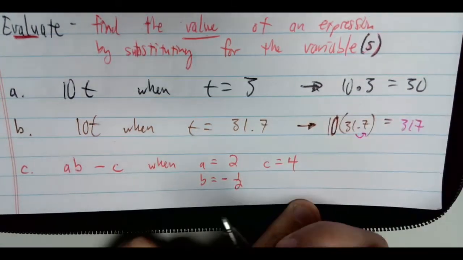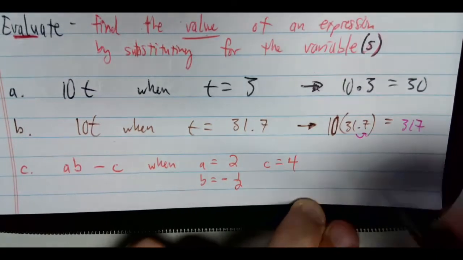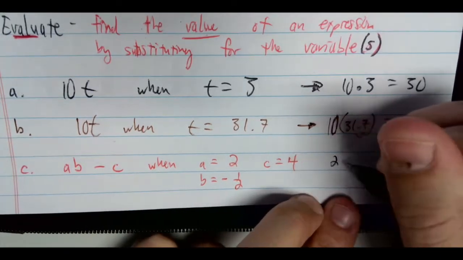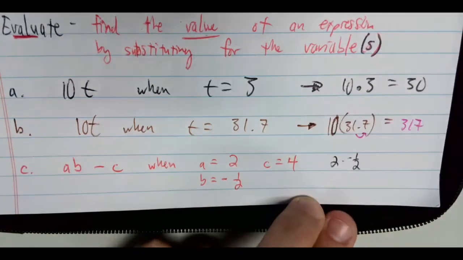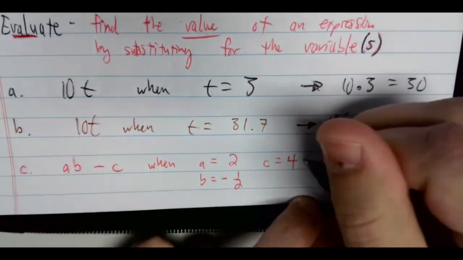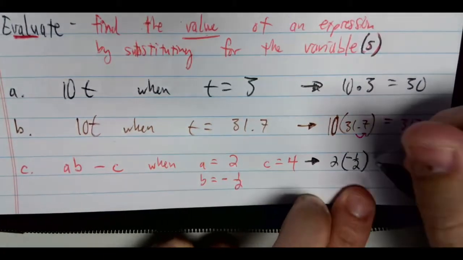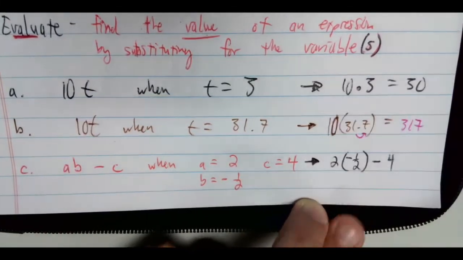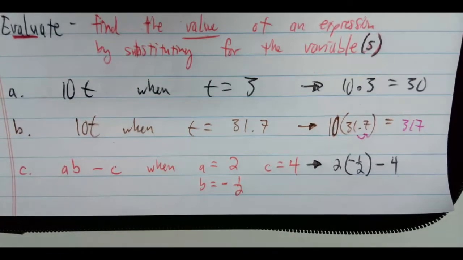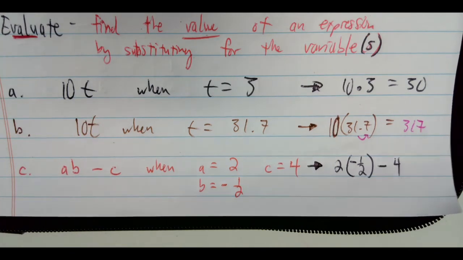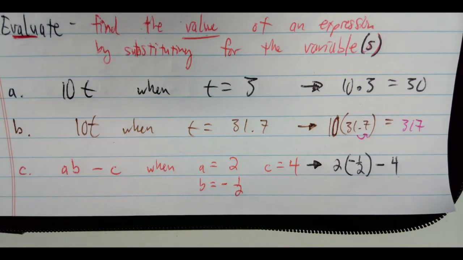AB. What does that mean to do? So I'm going to write them. 2 times negative 1/2. If you want to stick the negative 1/2 in parentheses, be my guest. I'll do that. 2 times negative 1/2, and then minus C is 4. So all I'm doing, I'm evaluating by plugging in the variable's value and computing. You could say solve it, but that's a little too general. Evaluate has a very specific meaning. It means find the total value when you know the variables.